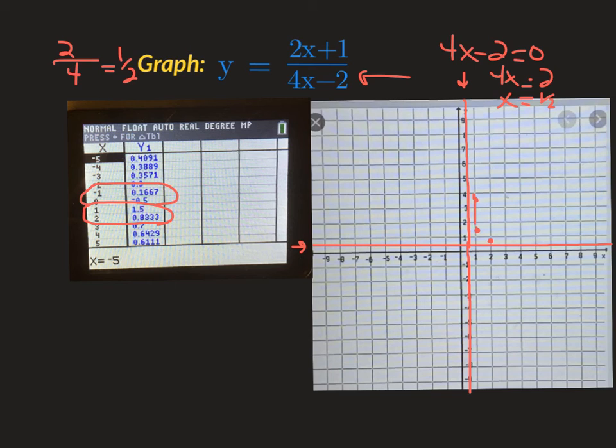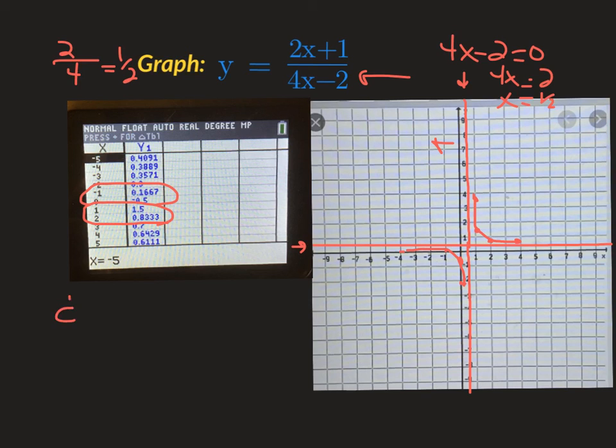So I'm going to draw my curve right through there. And then I'm looking at the other side of the asymptote, over here. So I'm looking at 0 and negative 1. 0 gives negative 0.5, which is about right there. And negative 1 gives barely positive, like barely above the axis right there. So your curve is going to do this on this side. And there's your two curves.